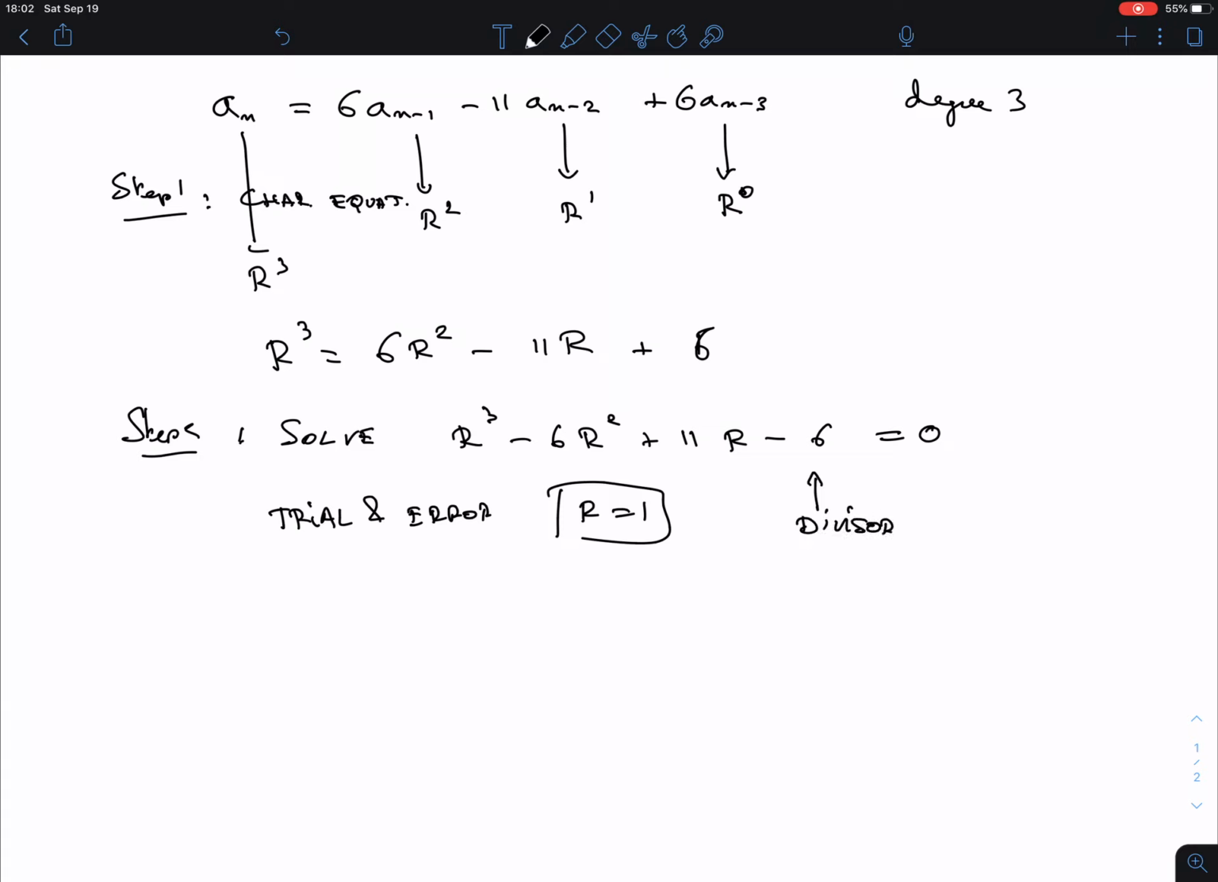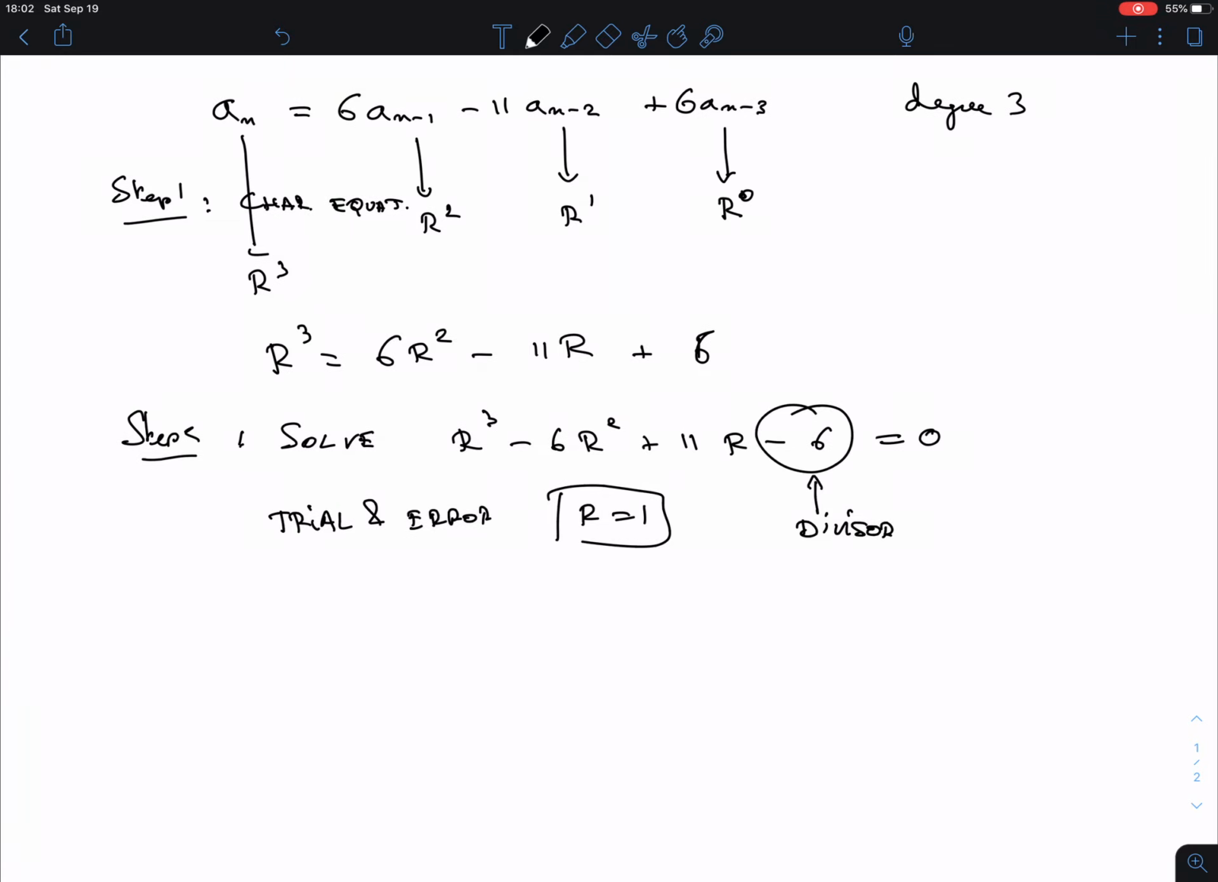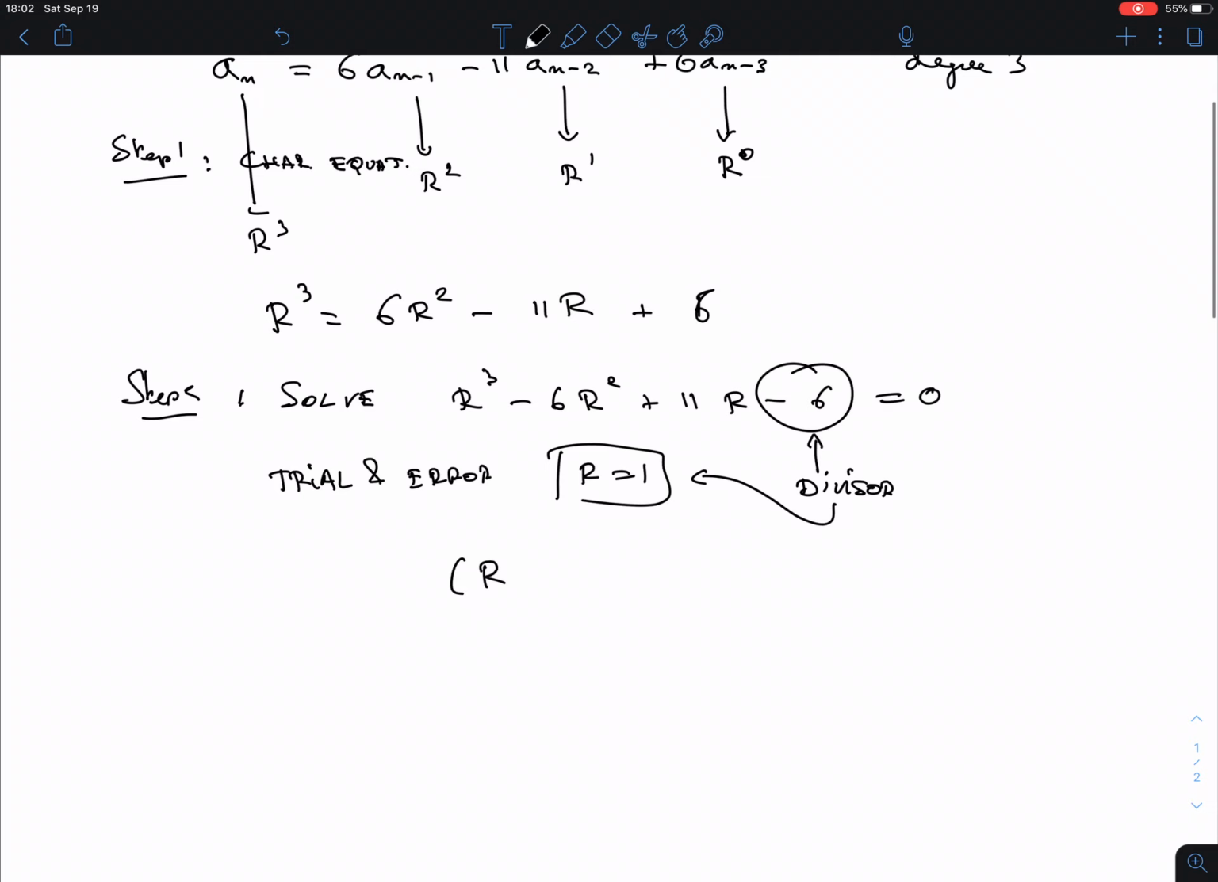the trial and error method you should only try when you have a divisor of this constant term, and 1 is a divisor. So that's good news, because we know then that r minus 1 can be factored out, and so we know that this third degree can be factored into an r minus 1 and a quadratic. How do you find this quotient here? Well, you do long division.